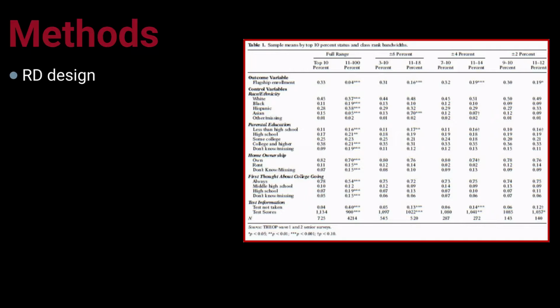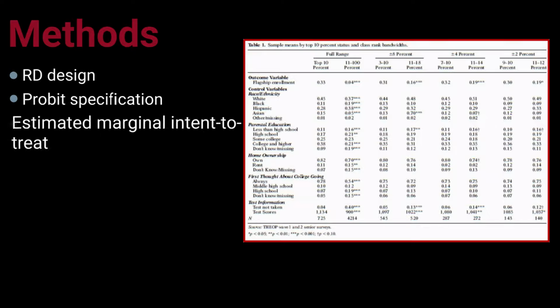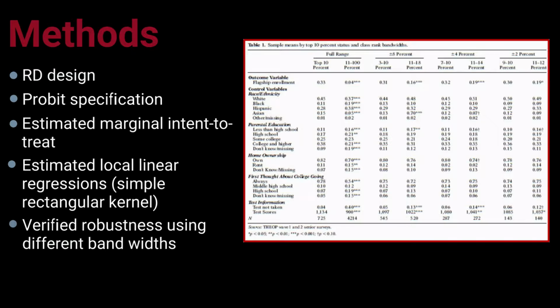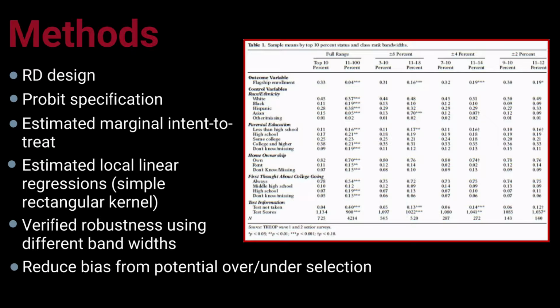The authors used a regression discontinuity design. They also used a probit specification because the outcome had only 2 options, attend a flagship university or not, assuming the error term was distributed normally, which gave them the estimated marginal intent to treat effect of the 10% law on students' college enrollment. And given the estimated impact only applies to students near the cut point, the impact of the law on students far from the cut point may be very different. So the authors estimated local linear regressions with a simple rectangular kernel and verified the robustness of results again with different bandwidths to reduce bias from over or under selection.